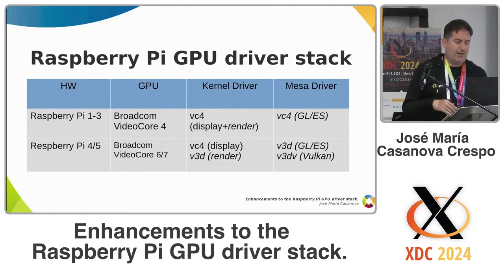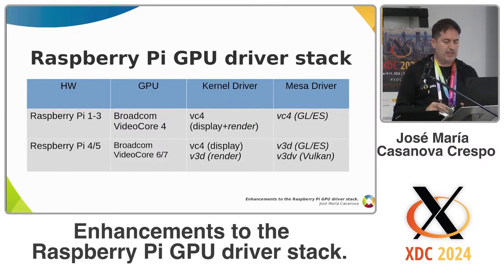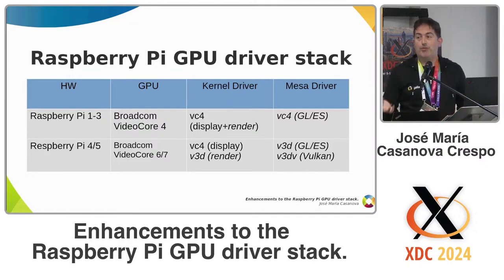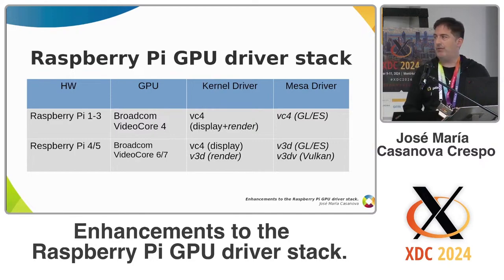In the Raspberry Pi 4 and 5, we are in two newer generations, VideoCore 6 and 7, respectively. And on the kernel side, we have VC4, the same display driver that we have for the previous generation, and V3D, which is the one managing the rendering. And on the user space side, now we have two drivers: V3D, the one for OpenGL and OpenGL ES, and V3DV, the one we use for Vulkan.